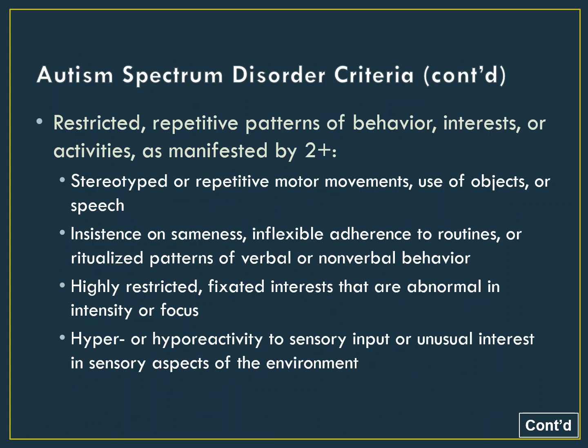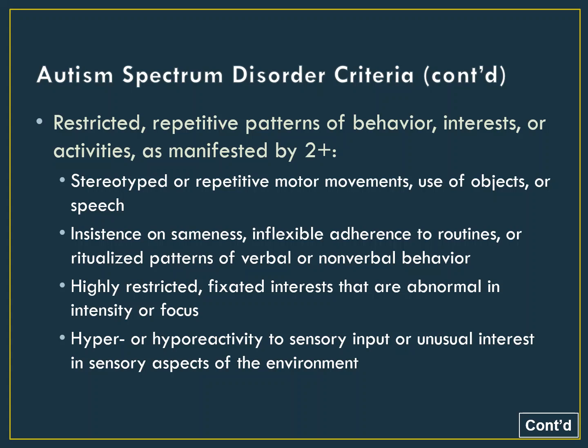The other major category of symptoms for autism spectrum disorder is that the person demonstrates restricted, repetitive patterns of behaviors, interests, or activities. There are 4 possible symptoms, at least 2 of which must be met here. The first is that the person demonstrates stereotyped behavior, which means fixed, repetitive, and purposeless behavior with regard to motor movements, use of objects, or speech.